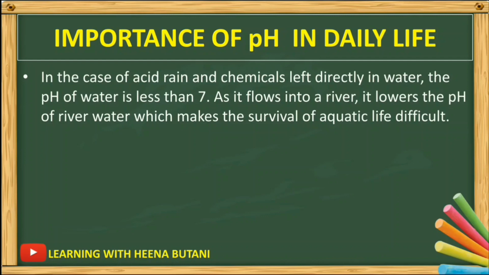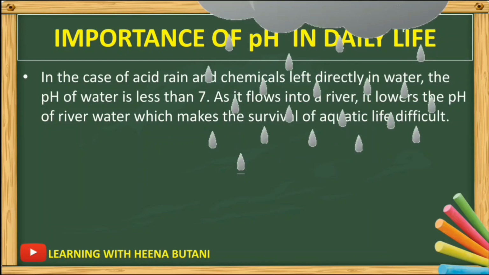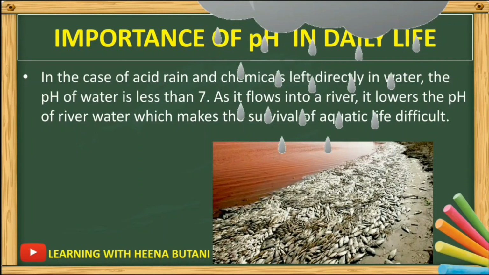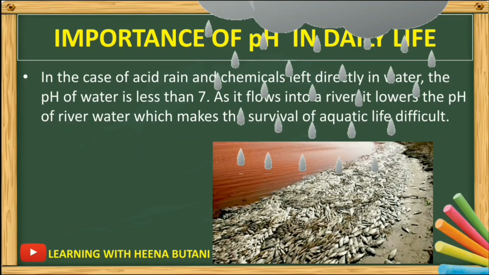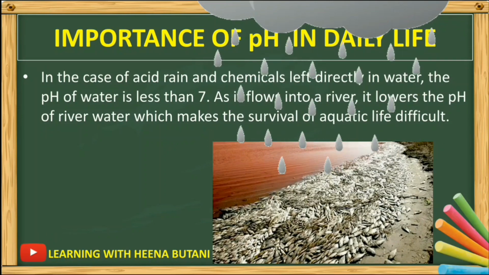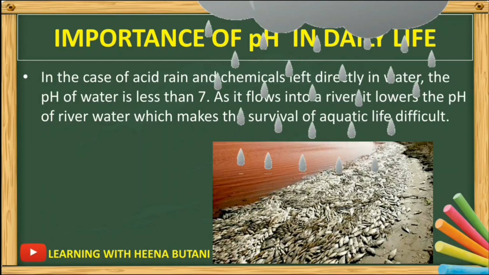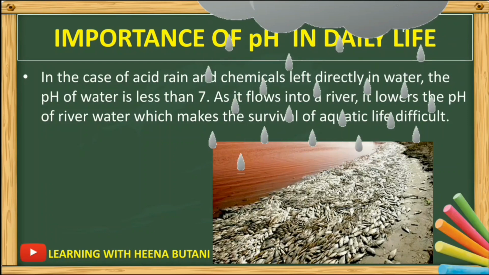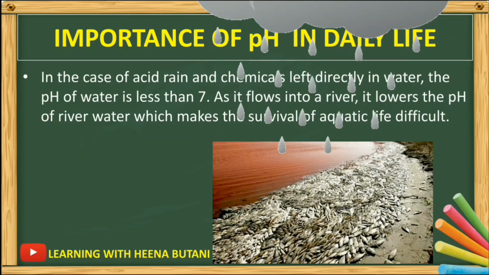In case of acid rain and chemicals left directly in water, the pH of water is less than 7. It means the pH got lower as compared to its normal pH, and as it flows into the river, it lowers the pH of river water, which makes the survival of aquatic life difficult. Here you can see the water contains chemicals and acid rain, and a lot of marine animals find difficulty in their survival and they lose their life, and this happens many a time.